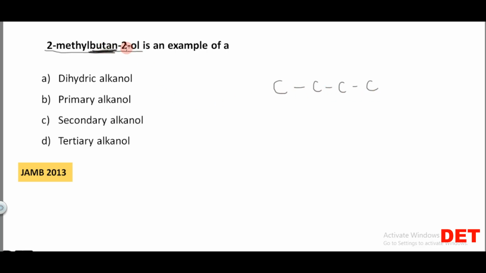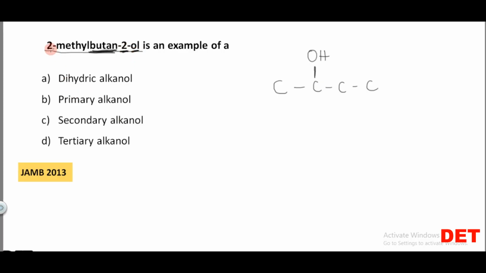So you have butan-2-ol. It is telling you that your ol, which is the hydroxyl group, is in position 2. That is what this 2-ol represents. So if I count from this side, this is 1, this is 2. So in carbon 2, I have a hydroxyl group, an OH group. That is why it is 2-ol.